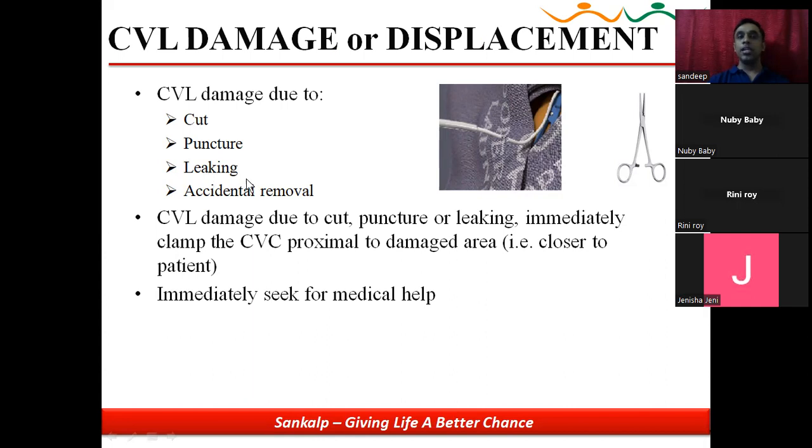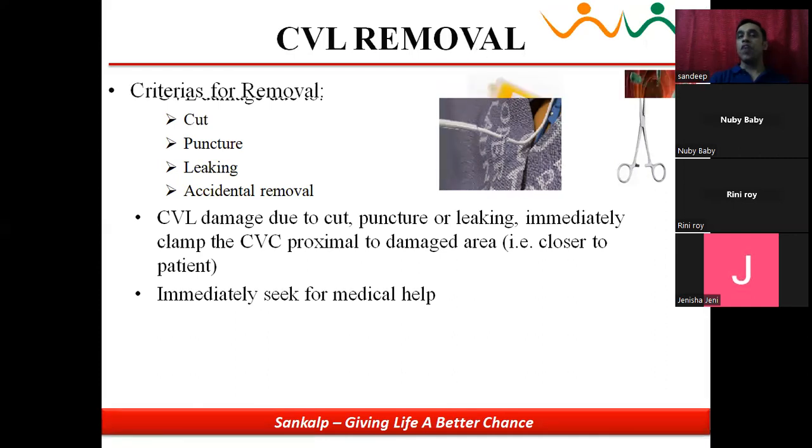Next thing is puncture, leakage, or accidental removal. The patient may pull it out, or it may get cut in between. I cannot say it will not happen, but if it does happen, what to do? If the central line gets cut, this is the thing: the tip of the central line is in the superior vena cava. Whenever the heart pumps, whole blood may come outside and flow very fast.